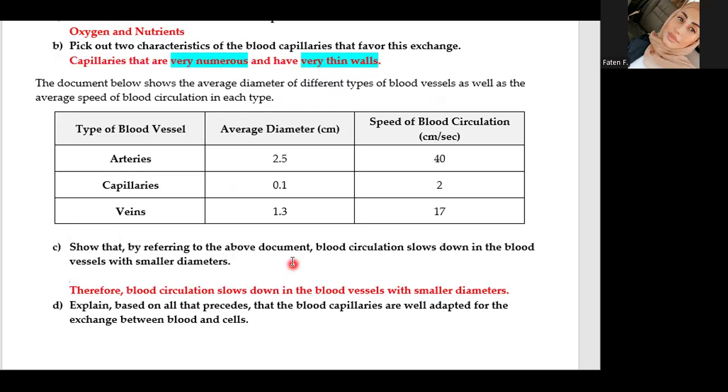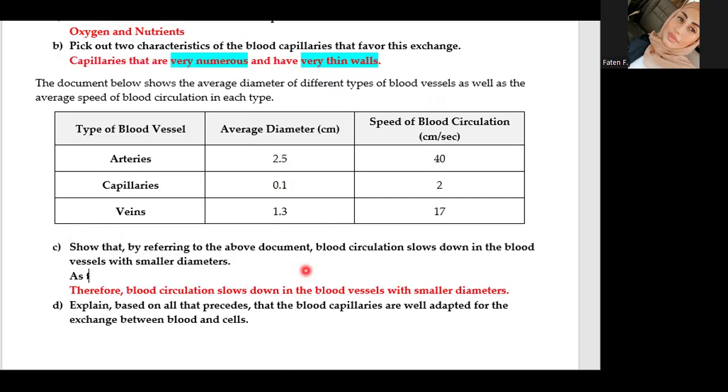Okay, is this true? Meaning, whenever I have a smaller diameter, the speed is lower. Let's see. Okay, arteries have the largest diameter in here, and also they have the highest speed. But then veins are next. So when the diameter decreased from 2.5 to 1.3, the speed also went down. Okay, let's see more and more. At 0.1 here the diameter is even smaller, and the speed decreased. So blood circulation is slower in the blood vessels when the diameter is small.